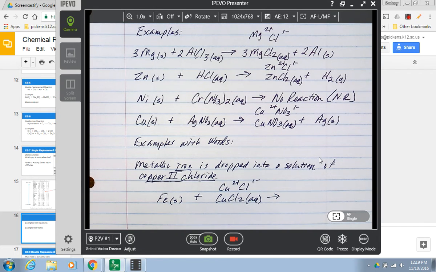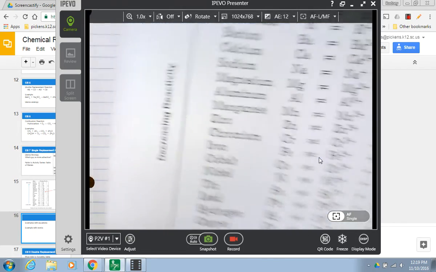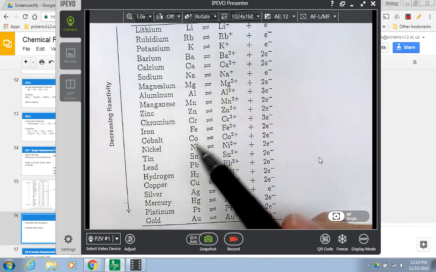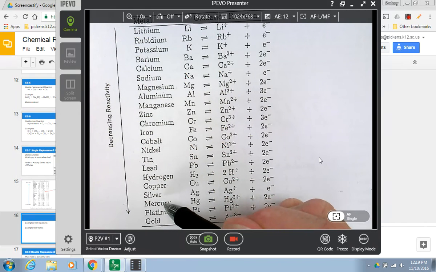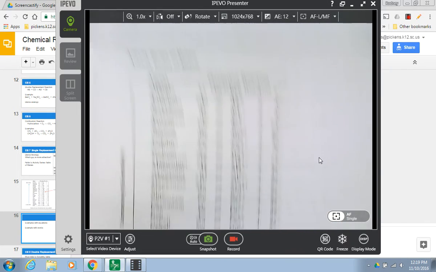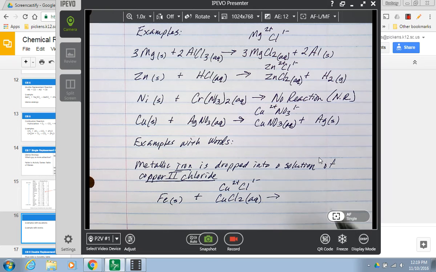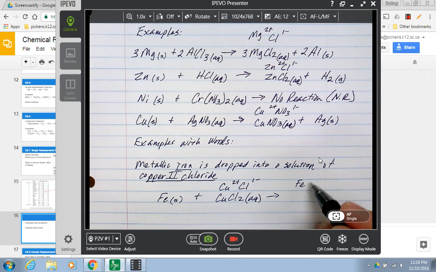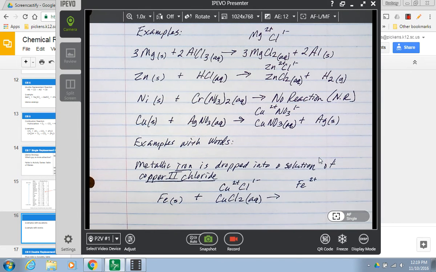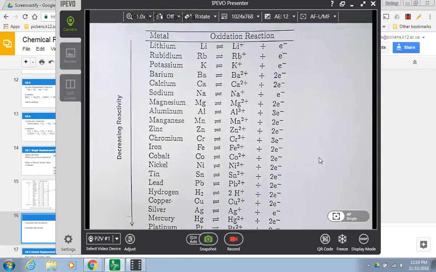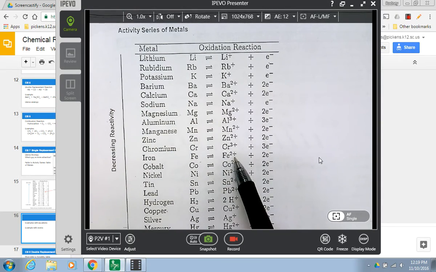All right, then we go to check our activity series again, and we need to find iron and copper. All right, so iron is located here, and copper's underneath it here. So iron is able to replace copper. So iron, we're going to use the 2+. And you say, well, where'd that come from? Well, go back to the chart that I gave you. Iron, we're going to use the 2+.